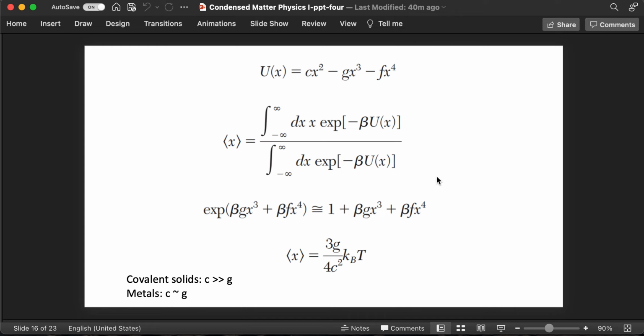Now if you take covalent solids where the bonding is very strong, then the harmonic force constant C is much greater than the anharmonic force constant G. So there the thermal expansion will be very low. But if you consider metals, then it turns out that C and G terms are comparable in magnitude, so they exhibit much better thermal expansion. Metals expand obviously. There are many polymers or other materials where the anharmonic term is stronger than the harmonic term, and for them the thermal expansion will be much higher.